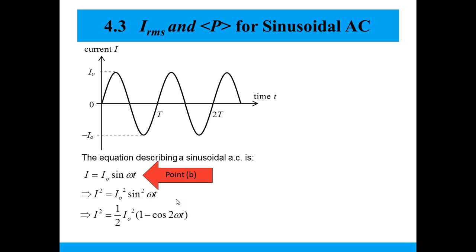We know how to plot a sine curve, we know how to plot a cosine curve, but square curves are much more different. But notice that we can manipulate sine square omega t into half multiplied by 1 minus cosine 2 omega t, simply because cosine 2 omega t is cosine square omega t minus sine square omega t.